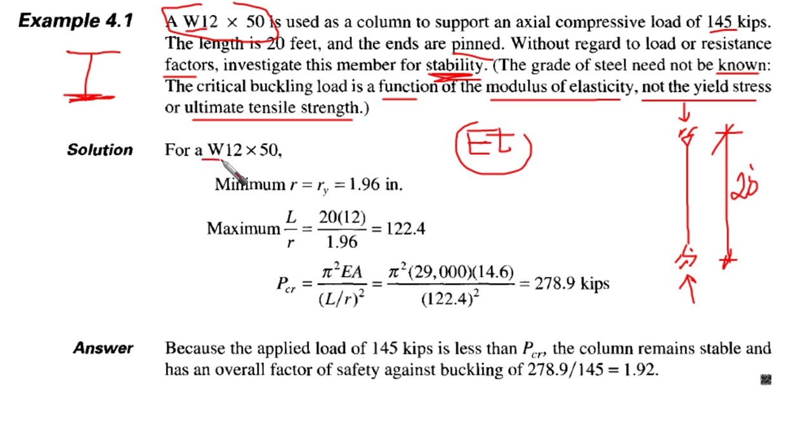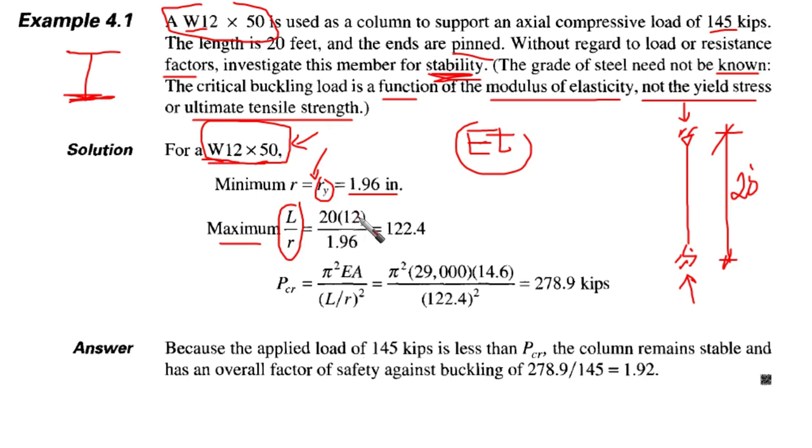So for wide flange W12x50, the minimum r is going to be ry. Please stop the video here, go to your manual, and check the minimum radius of gyration for a wide flange W12x50. We're going to find ry, the radius of gyration, is 1.96 inches. Then this means that the maximum L over r, the slenderness ratio, is going to be 20, which is in feet, times 12.